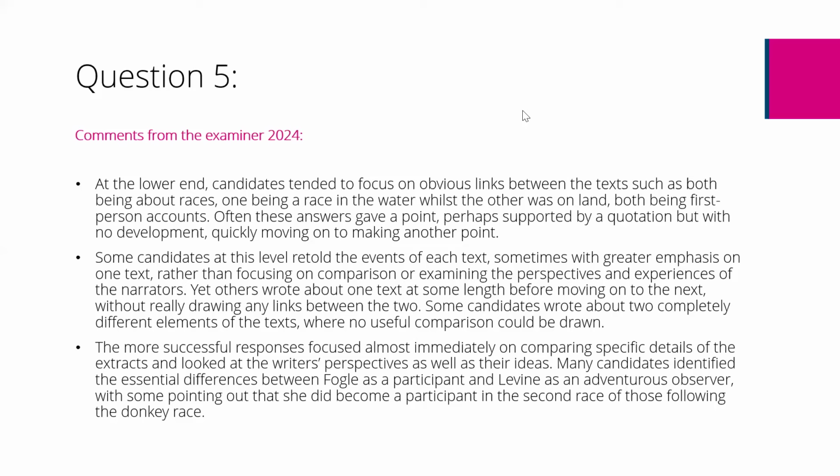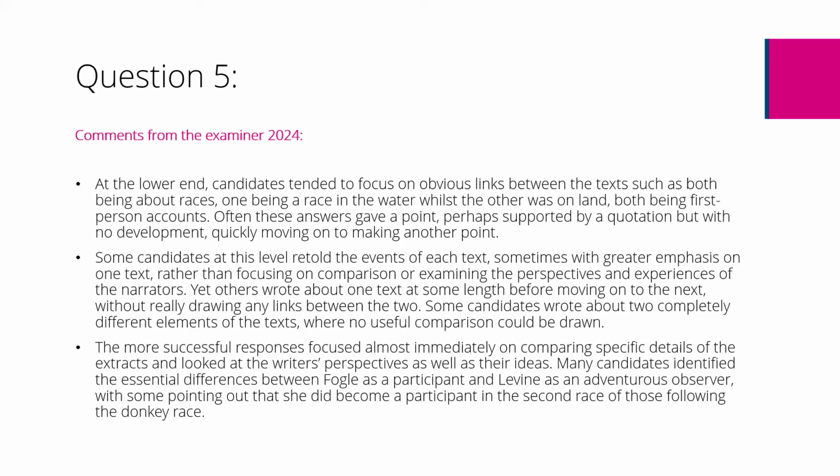sometimes with greater emphasis on one text than the other. Often, of course, that will be the one that they know, the anthology text, rather than focusing on comparison, which is what this question is asking for, or examining the perspectives and experiences of the narrators. Yet others wrote about one text at some length before moving on to the next, without really drawing any links between the two. Some candidates wrote about two completely different elements of the text where no useful comparison could be drawn. The more successful responses focused almost immediately on comparing specific details of the extracts and looked at the writer's perspectives as well as their ideas.